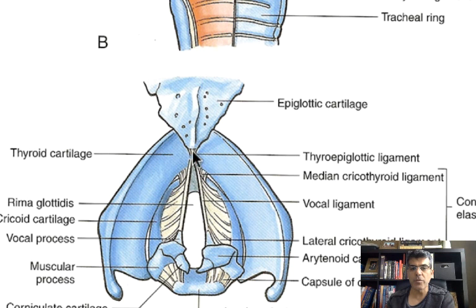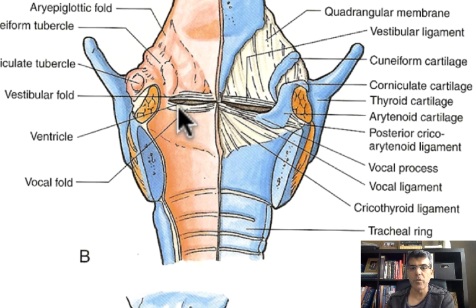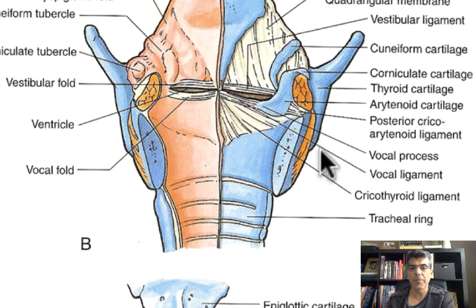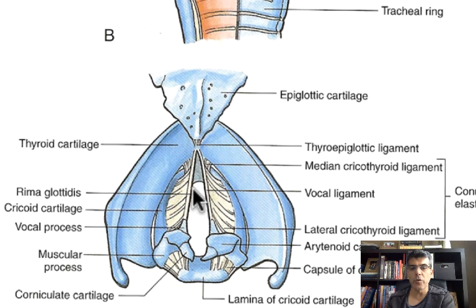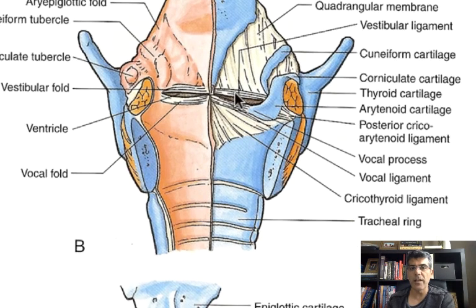This is my true vocal cord. Remember, we cut this one, we opened it like a book. The space between true vocal cord is called rima glottidis. So this space is called rima glottidis. Between the true vocal cord and false vocal cord, this space is called ventricle.